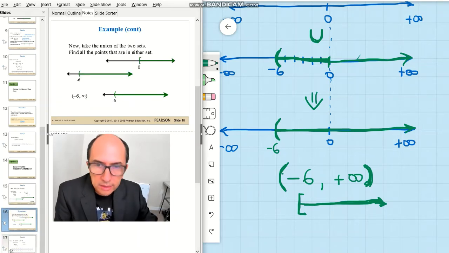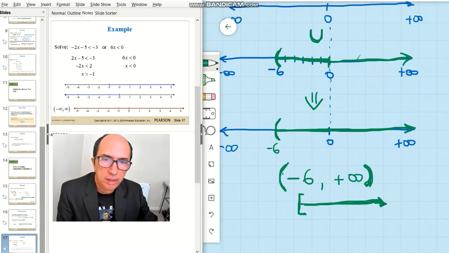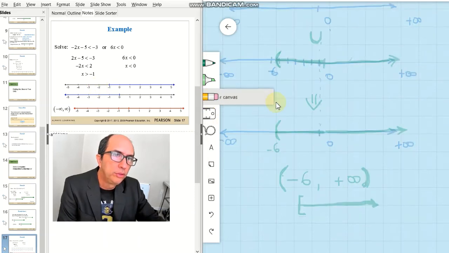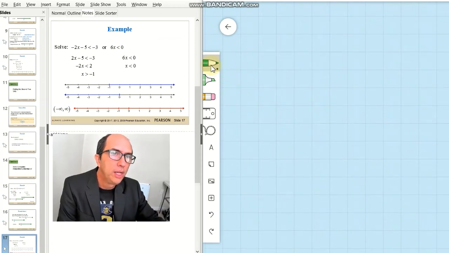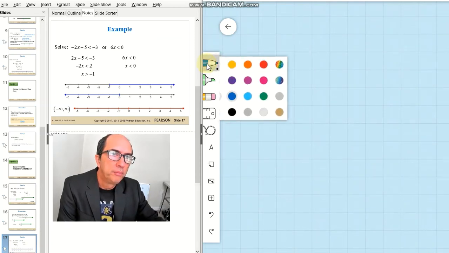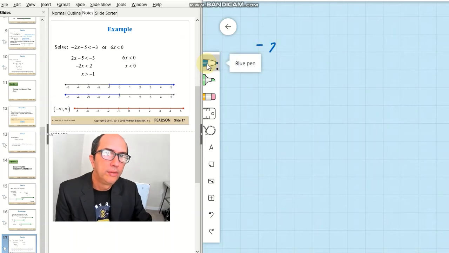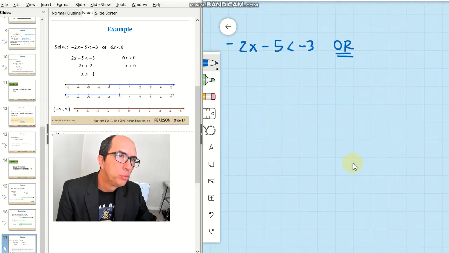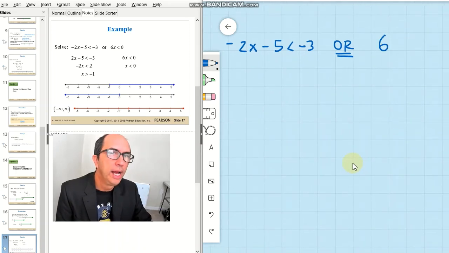And finally, we have here the last example for this section, and the example involves the union. You have to solve the union of two inequalities, which are negative 2x minus 5 is less than negative 3, or, and this is the word that means union, right? 6x is less than 0.